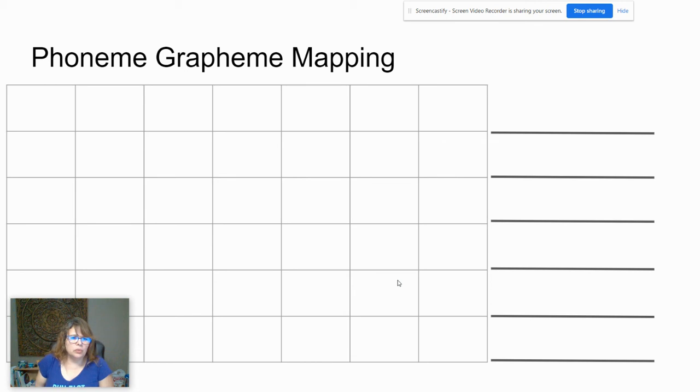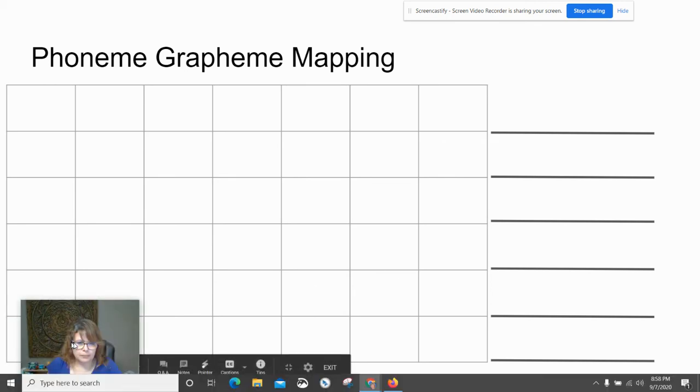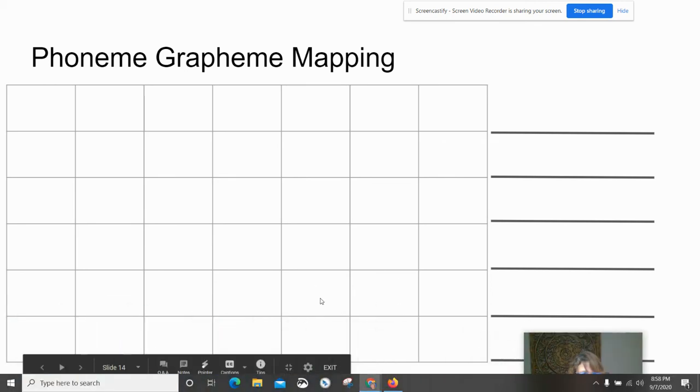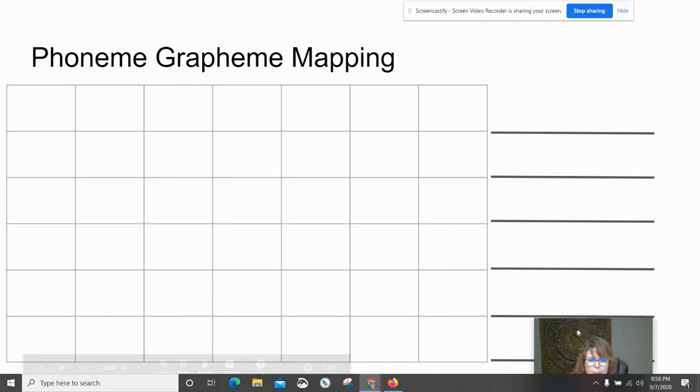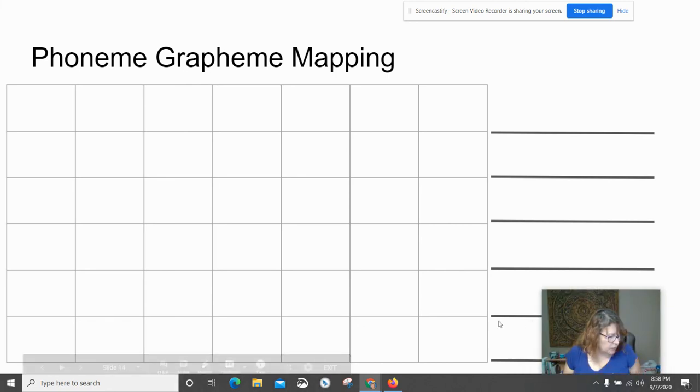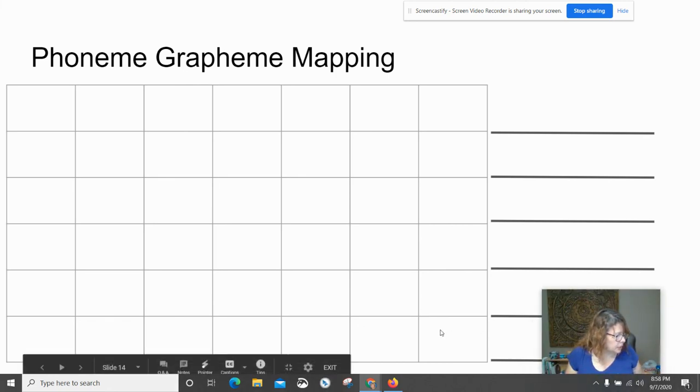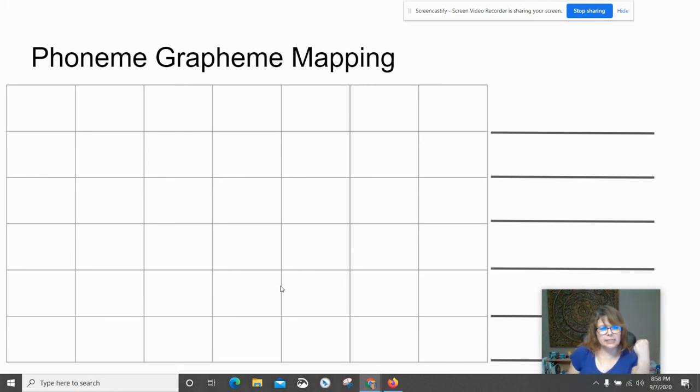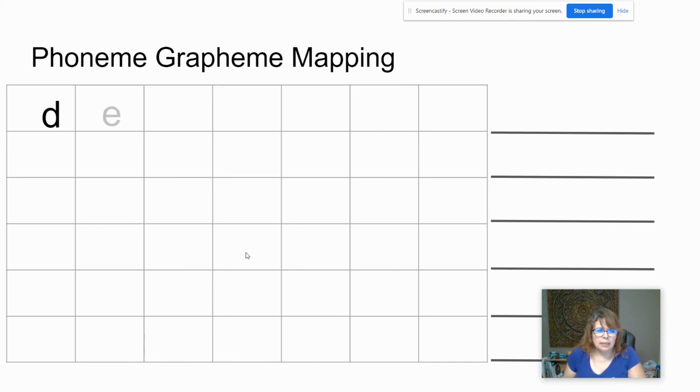So now we're going to do the phonemes and graphemes. I'm going to do this over here. Okay, so on the first word, we're going to do the word dentist. So we're going to separate by each sound, just like the sound guards. D, e, n, t, i, s, t, dentist. And then we write the word.